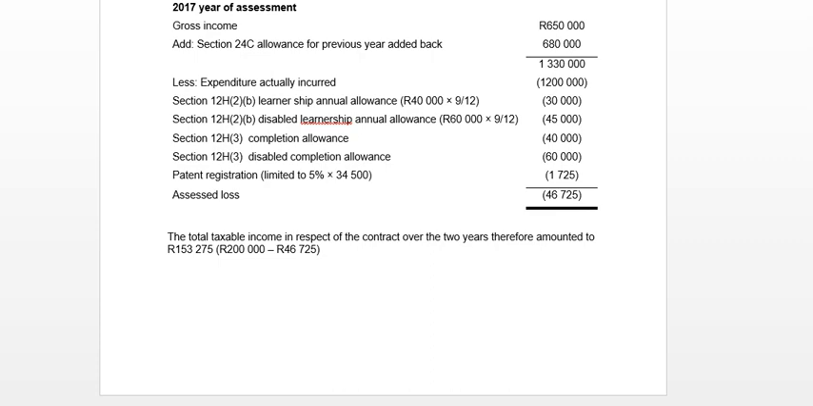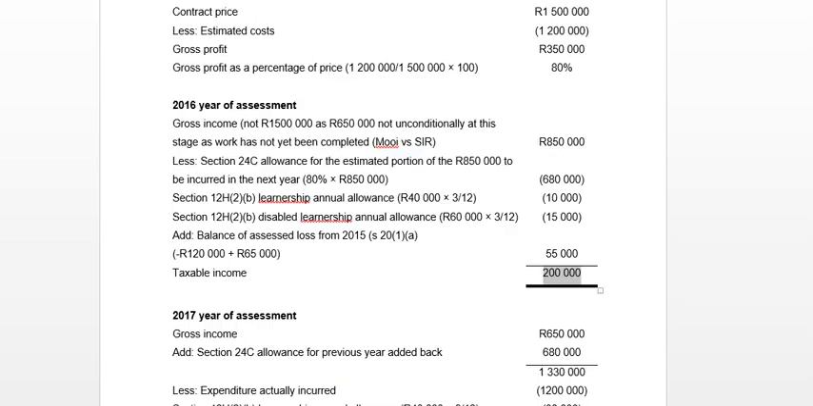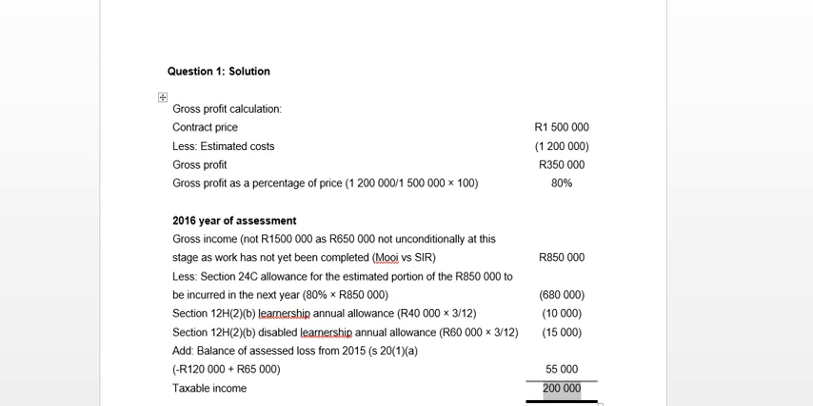After 12 months, this learnership is only for 12 months, so then you may deduct a section 12H(3) completion allowance of 40,000 Rand, and for disabled persons a completion allowance of 60,000 Rand. So in 2017, if you add all of this up, then we made an assessed loss of 46,720. And during this contract or project, we therefore incurred a taxable income of 153,000, which is 200 minus the 46,000. Okay, so yeah, that's question 1.